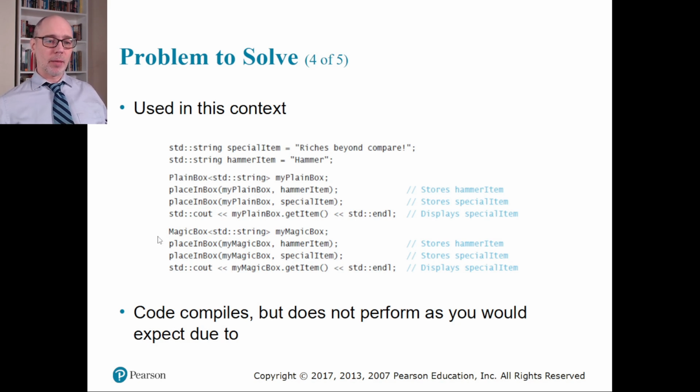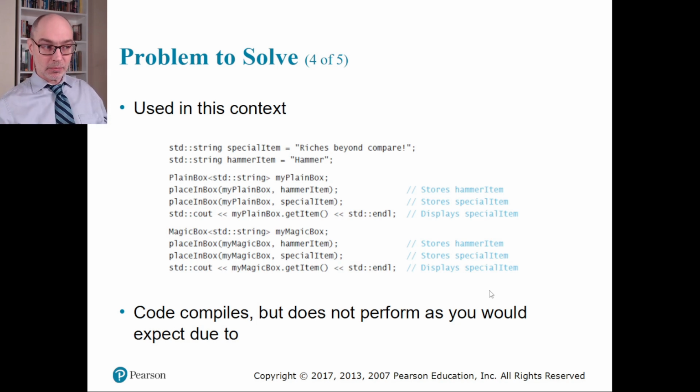Okay, now you make a magic box called myMagicBox. Remember, magic boxes are supposed to do a trick whereby the second thing you put in it is ignored, and you just get the first thing back. You call placeInBox with this and hammer item, so hammer goes in as the first thing. You call placeInBox and pass in special item as the second thing, and then you look in the magic box, what's in there? Special item.